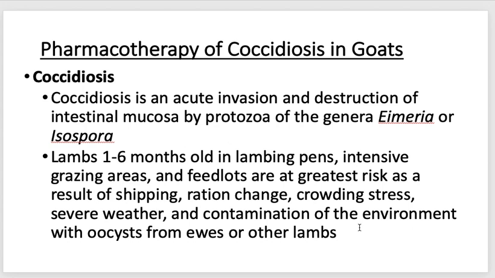Also, contamination of the environment with oocysts from ewes and other lambs. Sometimes the ewes or the lambs which are of childbearing age, the female part of the flock, can be a source of contamination with oocysts. So in goats and lambs, the female goats or the female lambs can be a source of contamination with oocysts.